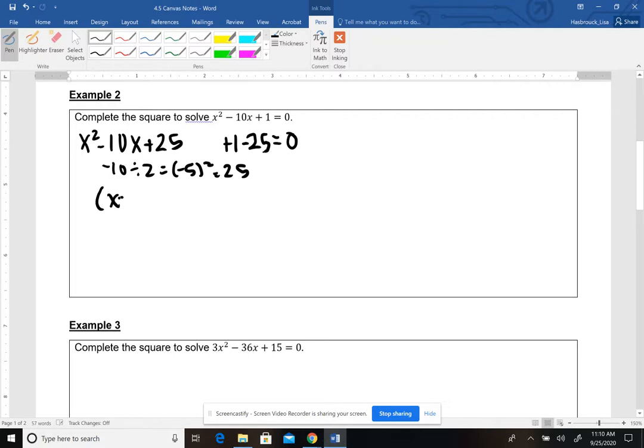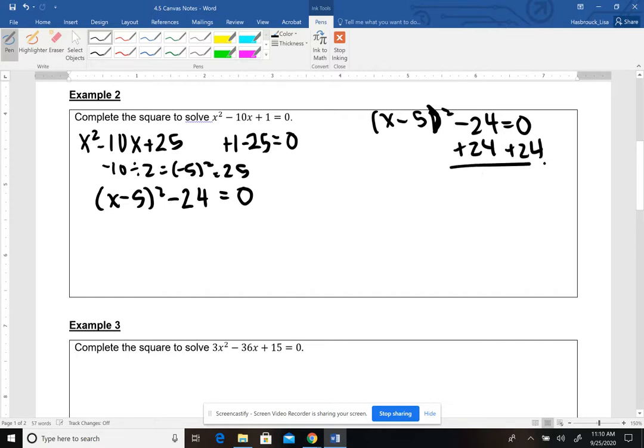When I convert this, I get x minus 5 squared, and then 1 minus 25 is minus 24, and this is equal to 0. So I completed the square first. Now I'm going to use the square root method to solve. So over here, I have x minus 5 squared minus 24 equals 0. I need to get that squared quantity alone, so I'm going to add 24 to each side. That leaves me with x minus 5 squared equals 24. Now I can square root both sides.